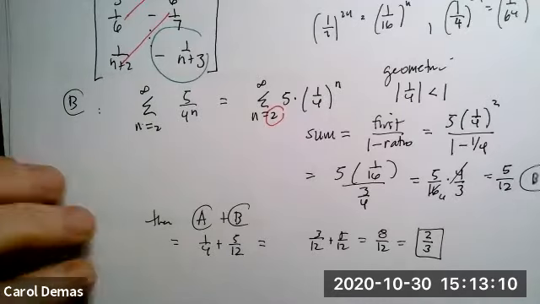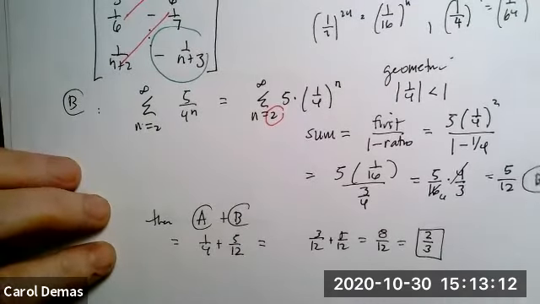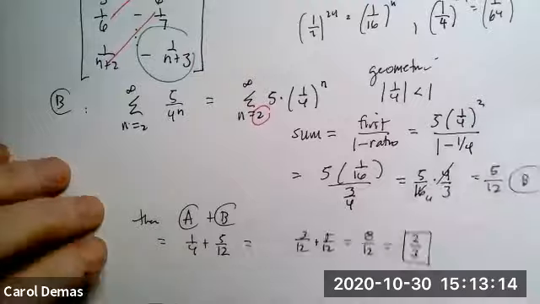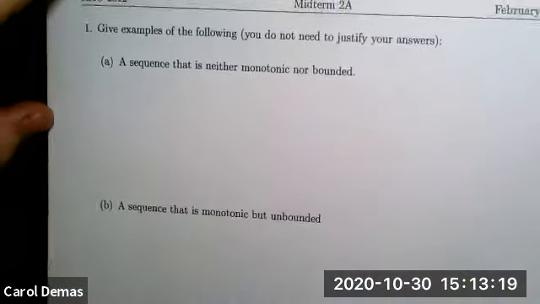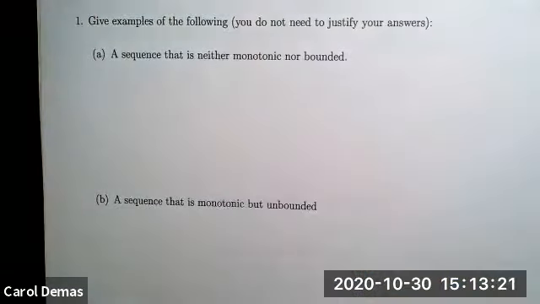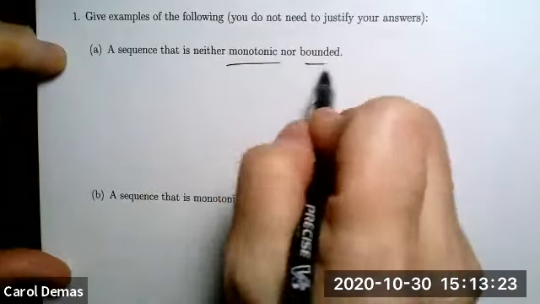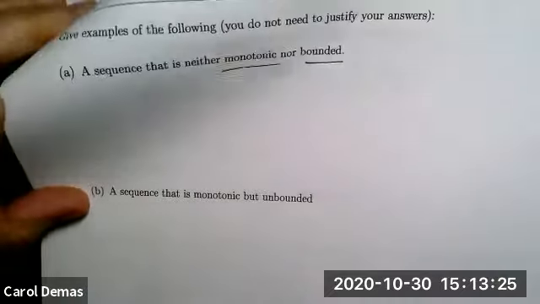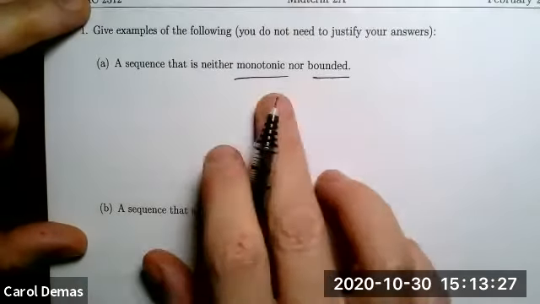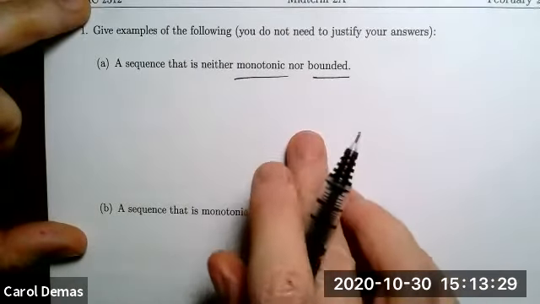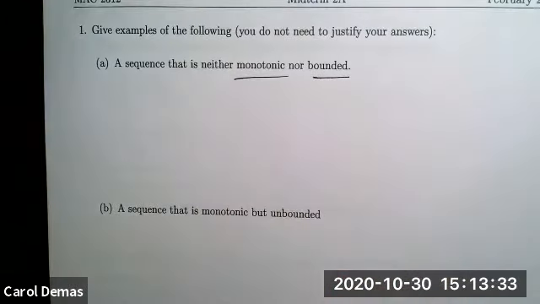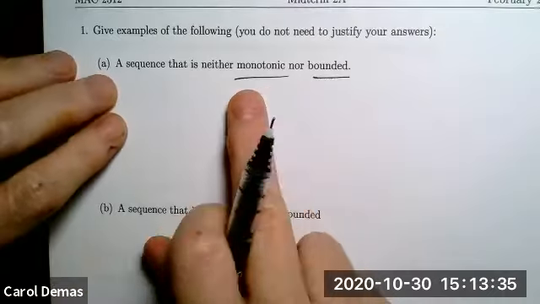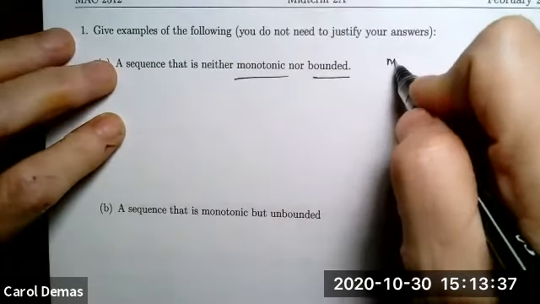All right, ready for the next one? Okay, you will need to know what these words mean: monotonic, bounded, increasing. Yeah, you need to review your sequence definitions. Okay, what does it mean to be monotonic?